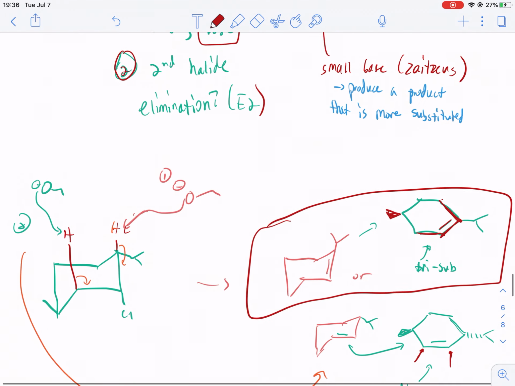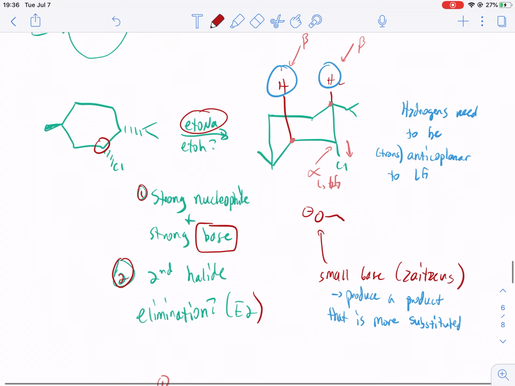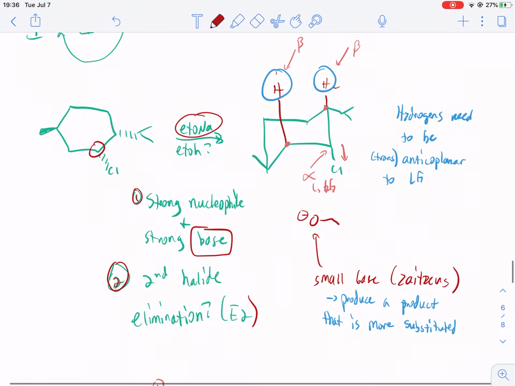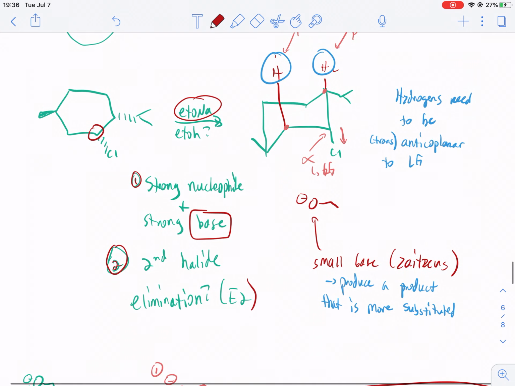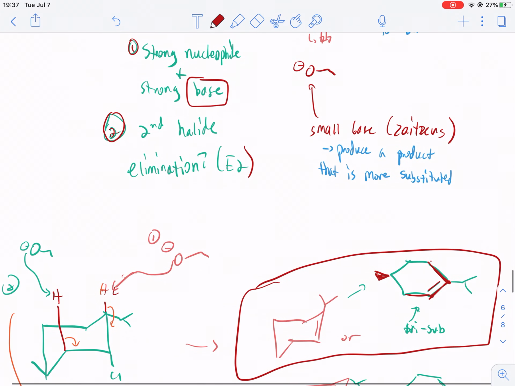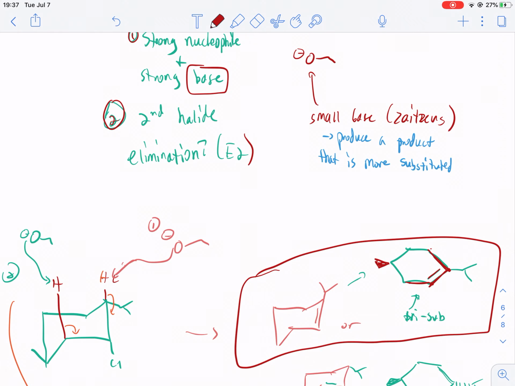So that's how you do this one. When you do these reactions, you just break them down. What's the nucleophile? What's the halide? What kind of environment are we in? Then from there, once you figure out what it is, if it's elimination, you've got to make sure your leaving group and your hydrogens are anticoplanar. Once you go there, depending on the size of the base, you figure out what's the major or minor product.